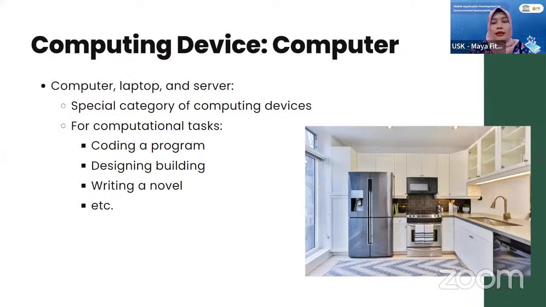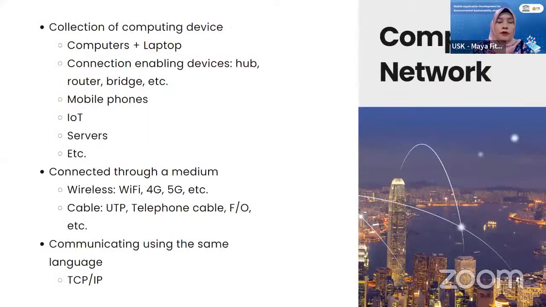Okay, now let's move on to the computer network. By definition, a computer network is a collection of computing devices that connect through a medium and communicate using the same common language. These computing devices can be computers, laptops, connection-enabling devices such as hub, router, bridge, etc., and your mobile phone, the IoT servers, and any other computing devices.